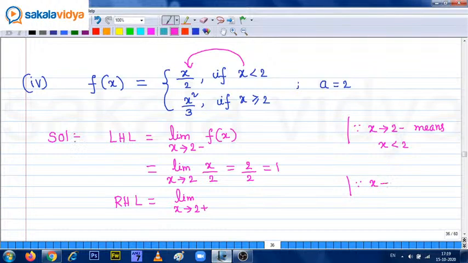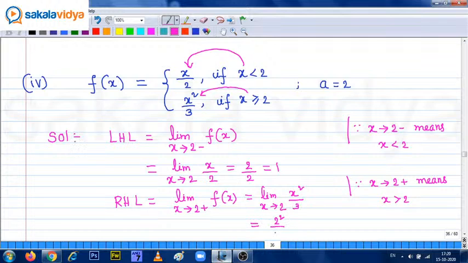limit x tends to 2 plus means x greater than 2. X greater than 2 means the function is defined as x square by 3. So this is f of x. We can write limit x tends to 2, now we define the function as x square upon 3. So this is equal to 2 square upon 3, that will be 4 by 3.